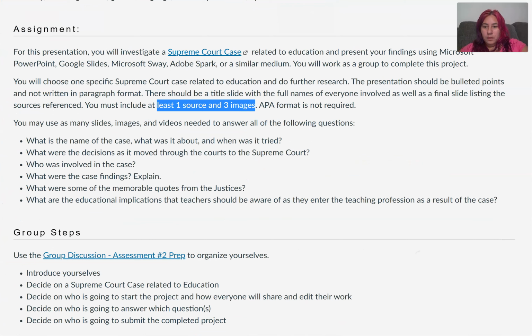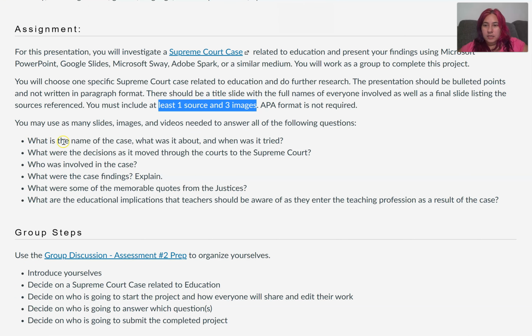So the questions, right? What's the name of the case? What's it about? When was it tried? So that's one set of questions. One person needs to answer that. Or you can do like pairs. That way you can check your work to make sure it's accurate. What were the decisions as it got to the Supreme Court level, right? Cases don't just go straight to Supreme Court. They work through levels of process.